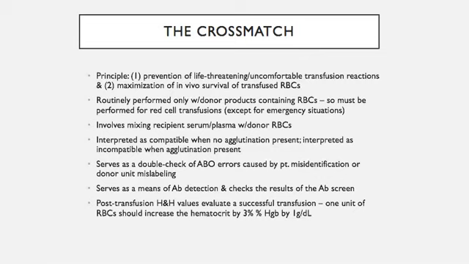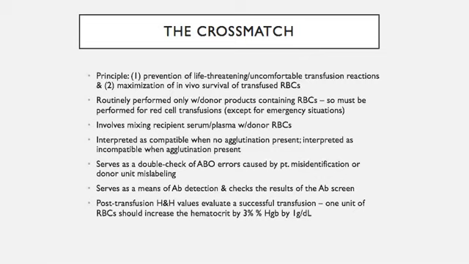It serves as a double check of any ABO errors that might occur because of patient misidentification, or maybe the donor unit was mislabeled. I've never seen that happen, but it could happen. It also serves as a means of antibody detection and checks the results of the antibody screen. So if we're getting an incompatibility when we're doing our cross match, that would indicate that some kind of testing was incorrect in the antibody screen, we might want to go back and do some retesting.